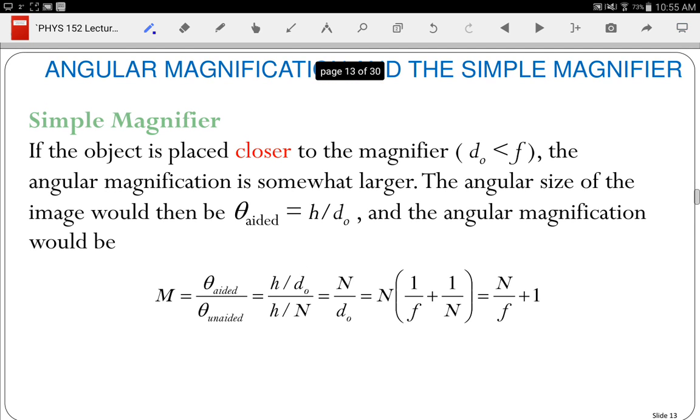Okay, so here is where the work was finished out for the magnification for a simple magnifier. That magnification was n over f plus 1 if you're using accommodated instead of unaccommodated vision.